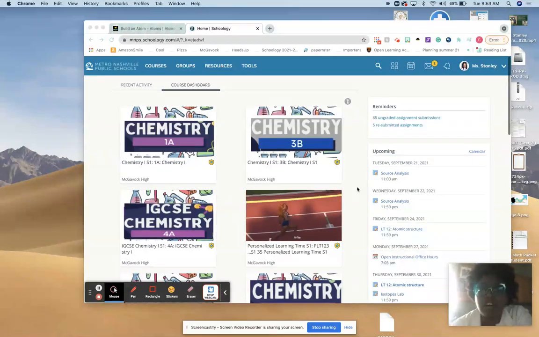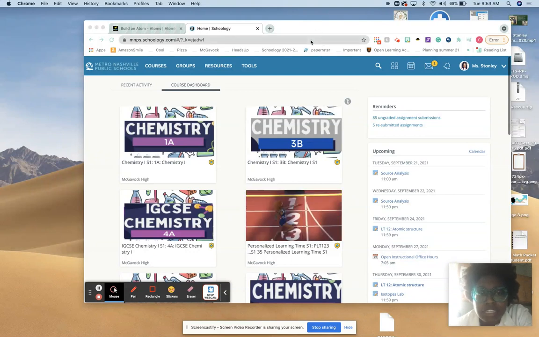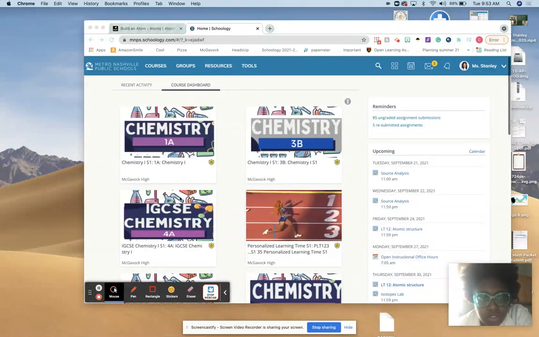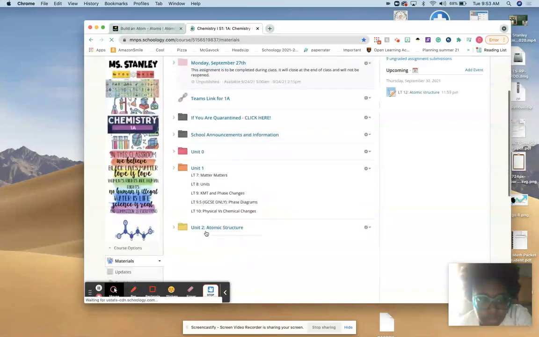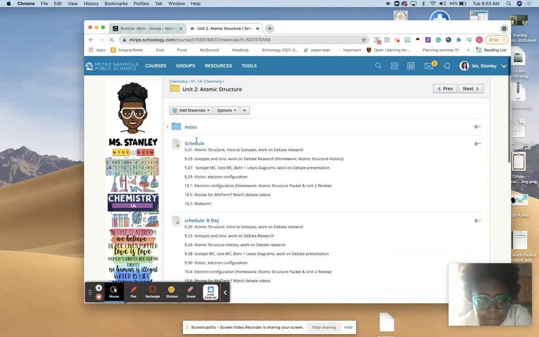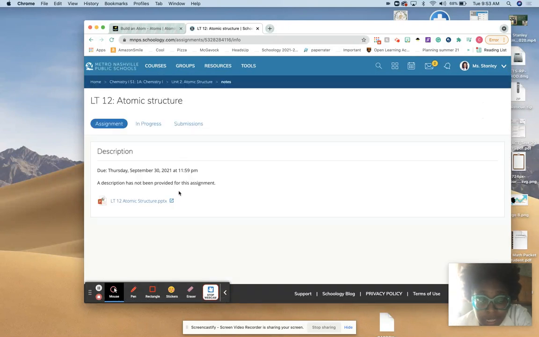Today we are going to be working on our LT12 atomic structure. So let's grab that document. Go to your chemistry course and go to Unit 2. Go to your notes and click LT12. I know you've gotten to this point, so go ahead and open up my document. You should be in an Edpuzzle. There's going to be an Edpuzzle right there that you should have already clicked. Awesome. And let's get started.